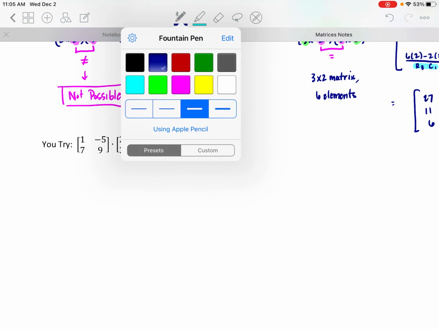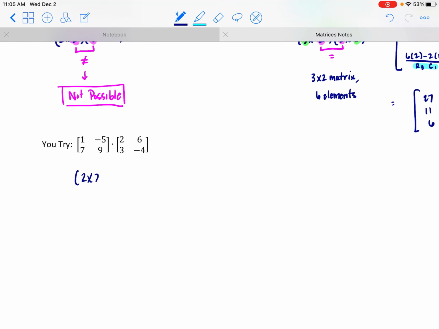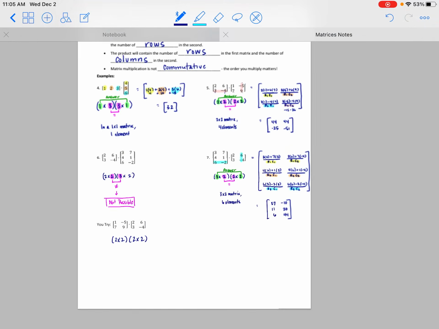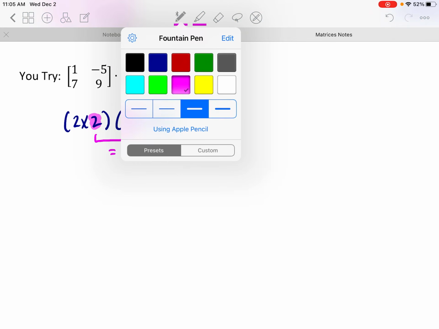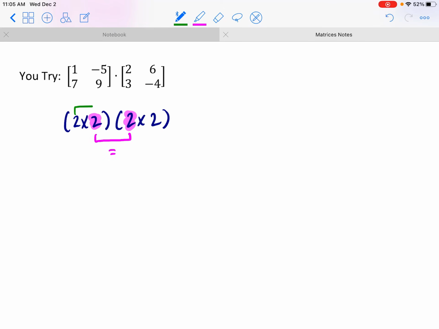This one's obviously going to be possible. We've got a 2 by 2 matrix here, a 2 by 2 matrix here. We did one of these earlier. Because the number of columns here and rows here is equal, because these two numbers are equal, then we can multiply, and our answer is going to contain the number of rows from the first and columns from the second. So our answer is going to be a 2 by 2 matrix.